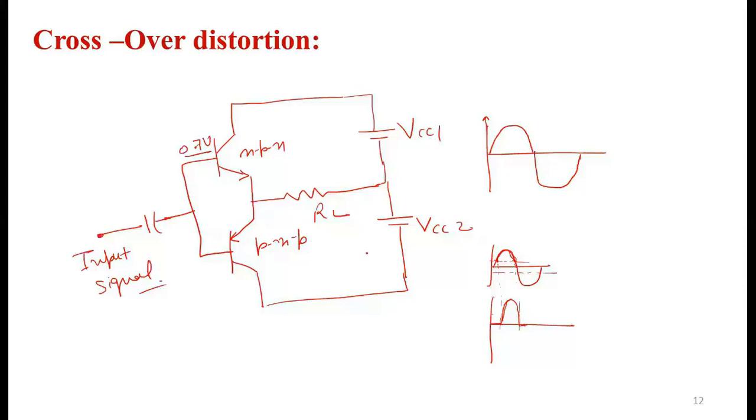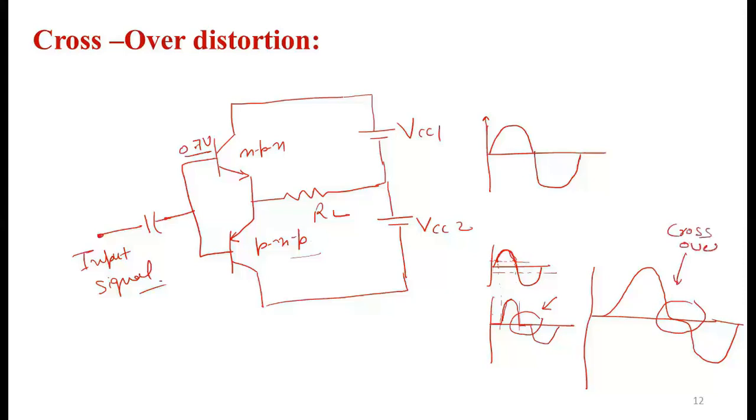Again, for the PNP transistor also, until the input reaches minus 0.7 volt, the output will be 0. Again, we will receive the output when the input is beyond that level. So here we can see that this is the crossover distortion. Let's draw again. So here we can see that we can get this kind of output, and this is the crossover distortion.